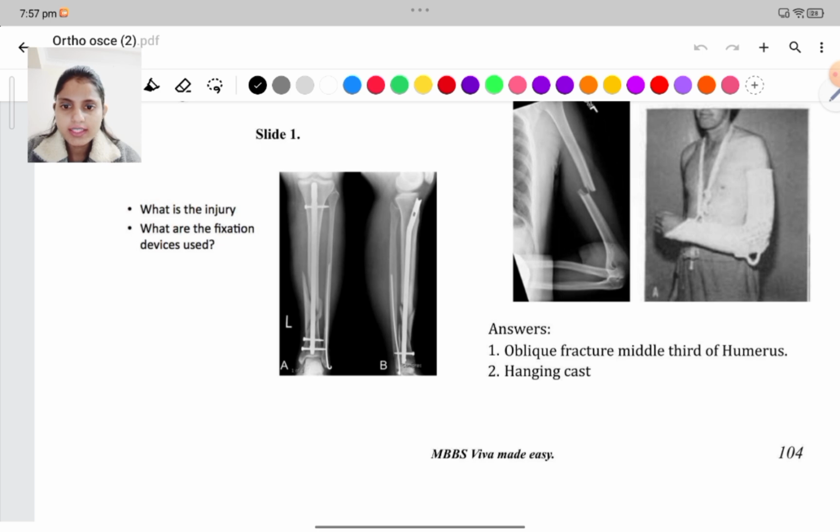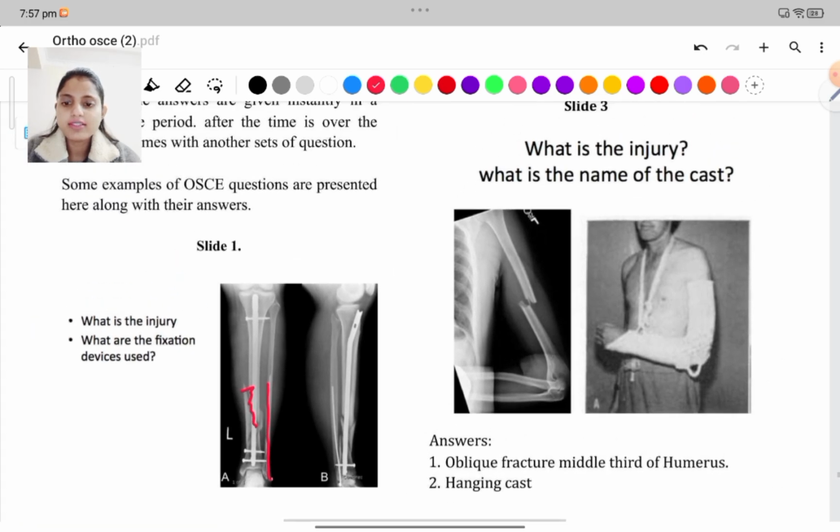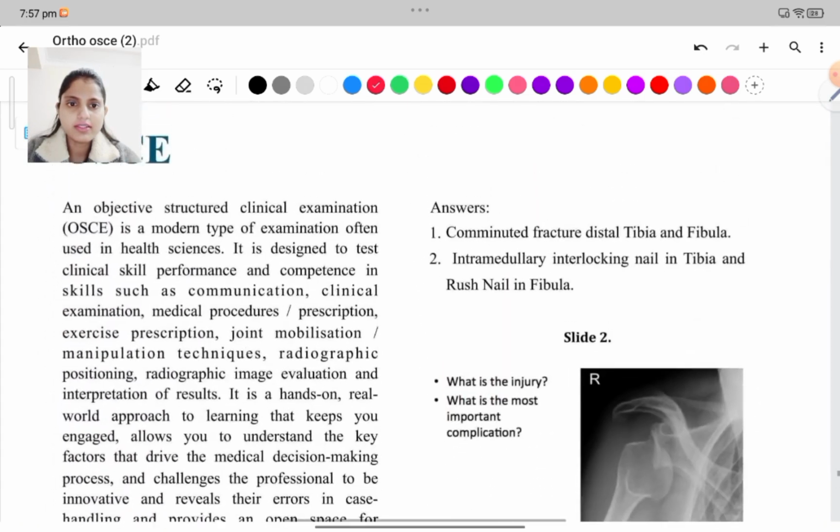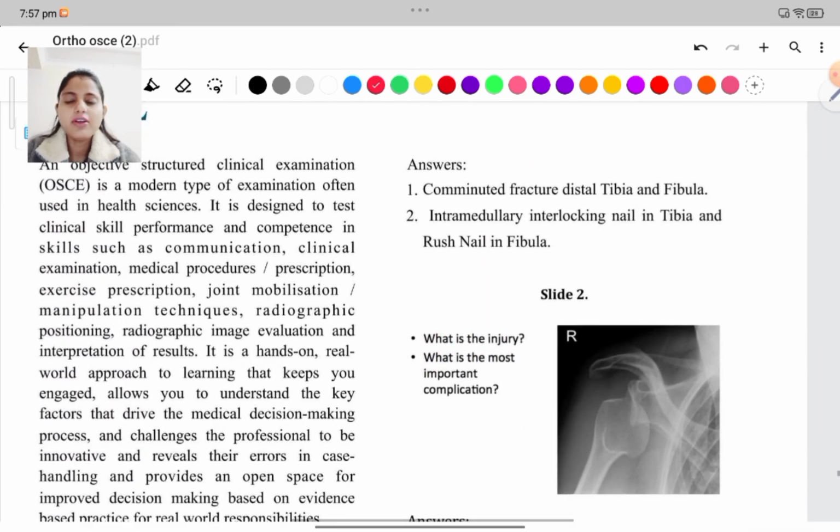So in this we can see there is a comminuted fracture of the tibia. Here the tibia is fractured and here some wire is introduced into the fibula. So what is the injury? There is a comminuted fracture of the distal tibia and the fibula.